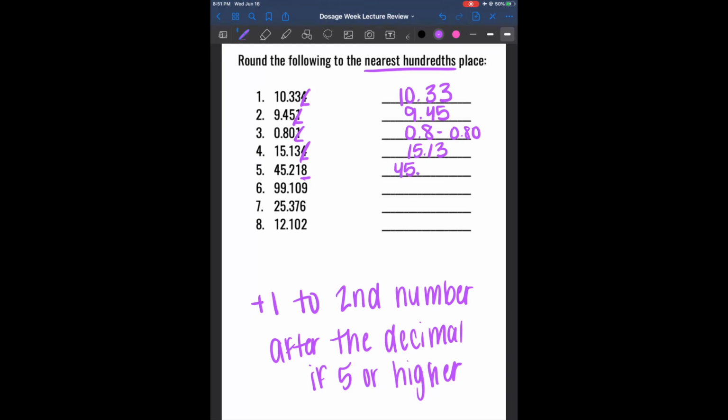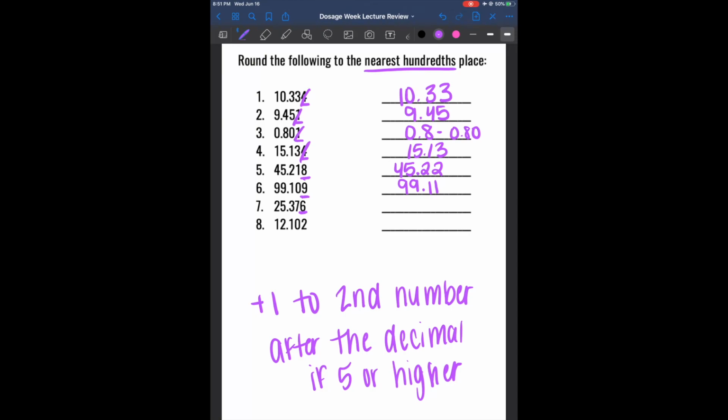Basing it on the 8 here, so 8 is 5 or higher, so we want to add 1 to that second number after the decimal, making it 45.22. Basing it off the 9, we want to add 1 to that second number after the decimal, which makes it 99.11.